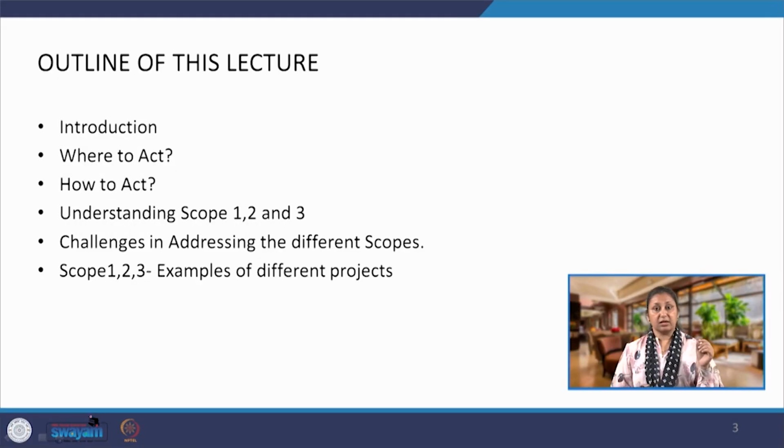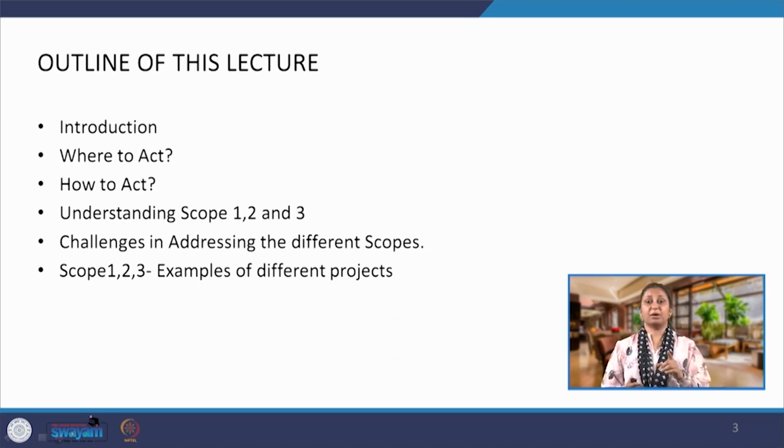So, yesterday we were talking about the ISO 14064, its structure, description, the benefits, the framework, and how it works. There, one aspect that we had clearly identified was how to identify the boundaries, the organizational boundaries. So, today in this lecture we are going to cover the first 3 points, which are introduction, where to act and how to act.